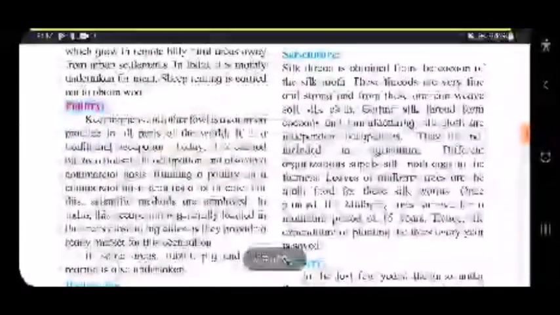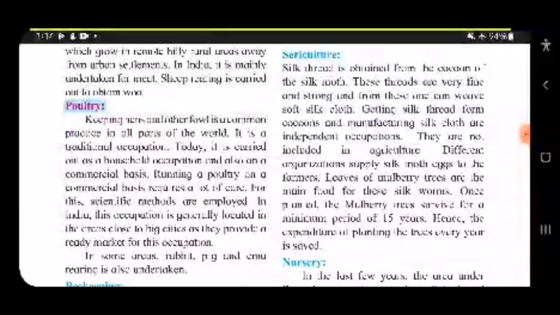Now let us move on to the next point, that is sericulture. Sericulture is where we obtain silk. Silk thread is obtained from the cocoon of the silk moth. Silk moth is a large caterpillar. These threads are very fine and strong, and from these one can weave soft silk cloth. Okay, we get it from the caterpillar. Getting silk thread from cocoons and manufacturing silk cloth are independent occupations. They are included in agriculture.